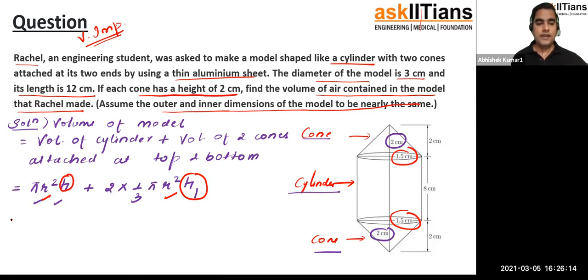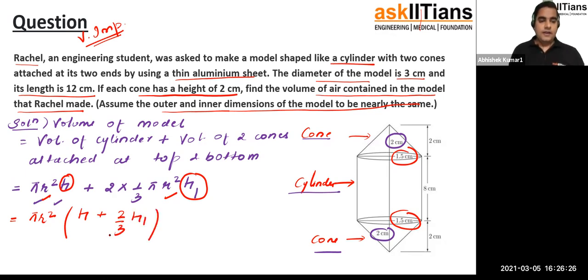What you can do is you can take pi r square common. So if I take pi r square common, inside the bracket I will be left with h plus 2/3 times of h1. We all know what the value of r is, what the value of h and h1 are. So now we are going to substitute.